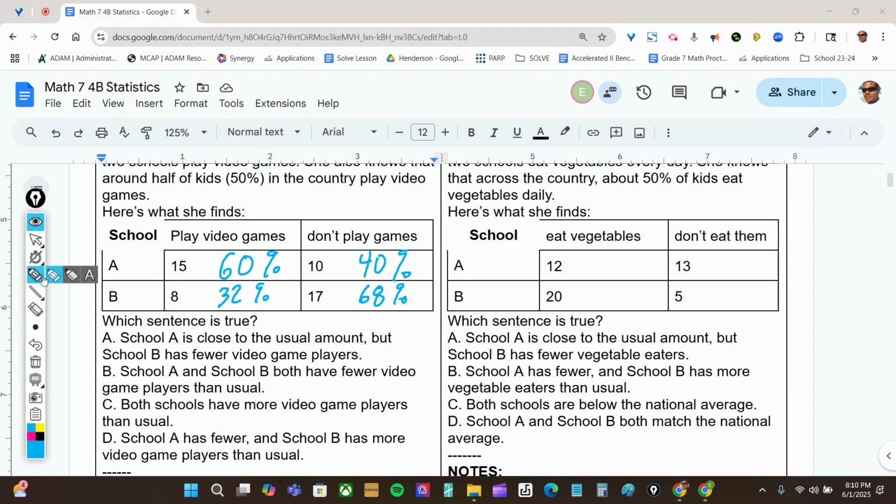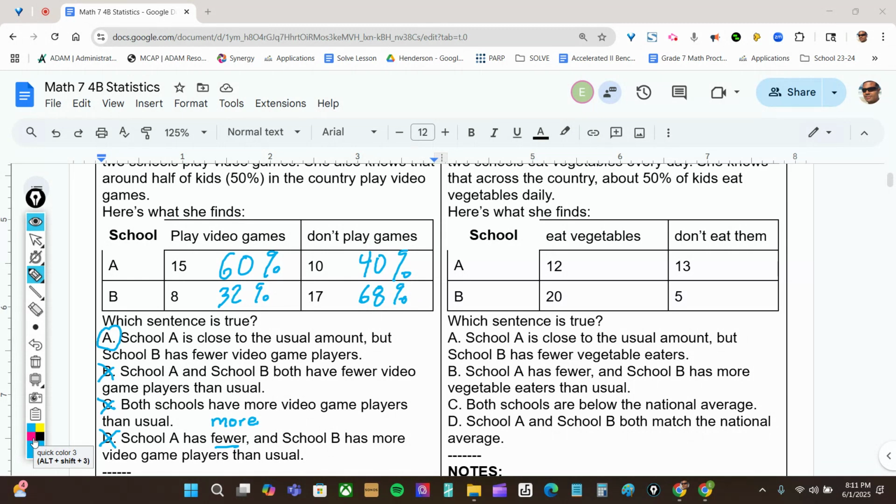All right, so school A is close, because it was like 50 compared to 60. School A and school B both have fewer video games? No, because school A has more. So B can't be right. Both schools, no, one has more, one has less. School A has more at 60%. So A has to be the correct answer. So you're doing this process of comparison and elimination. All right, so that's how you do that.